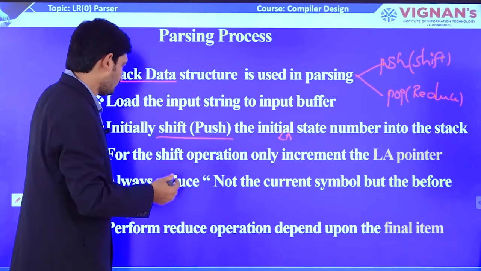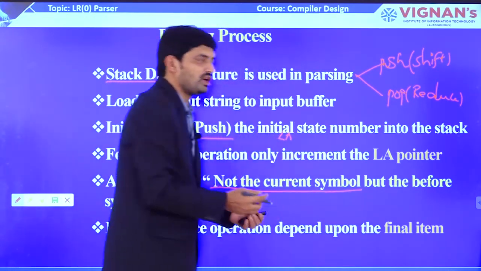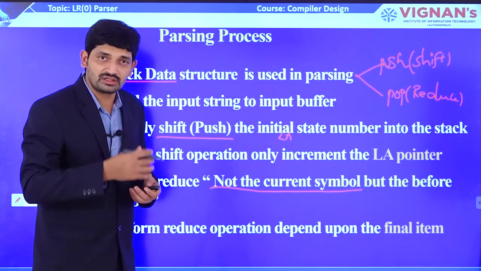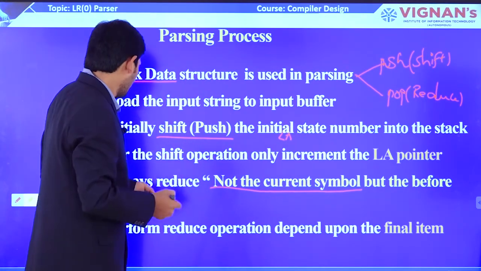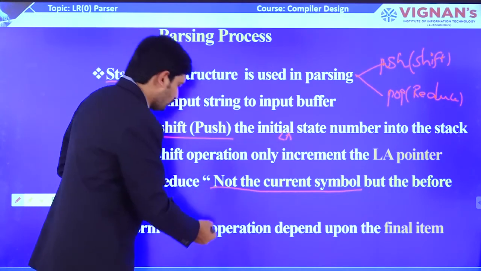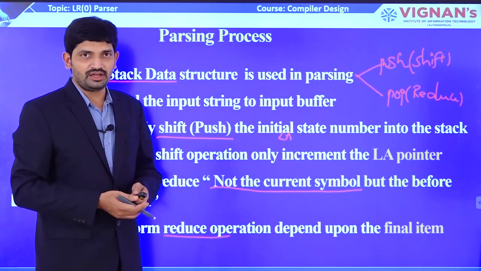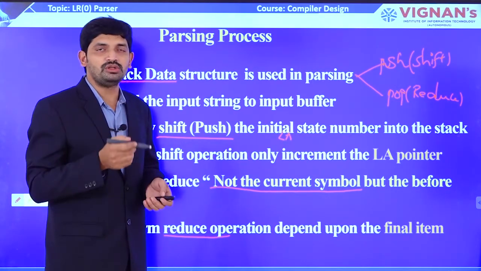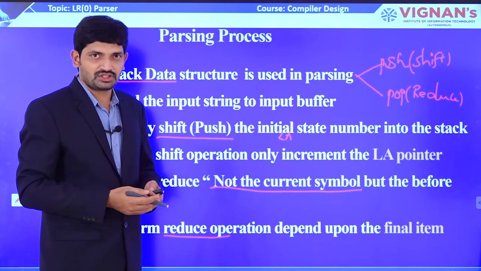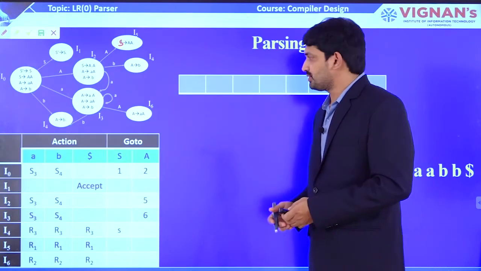And so, when we perform the reduce operation, we are not going to reduce the current symbol, but the previous symbol. And we perform the reduce operation depending upon the final item. If there is a final item, then depending upon the grammar rule, we perform the reduction operation. So, now we are going to perform the parsing process.